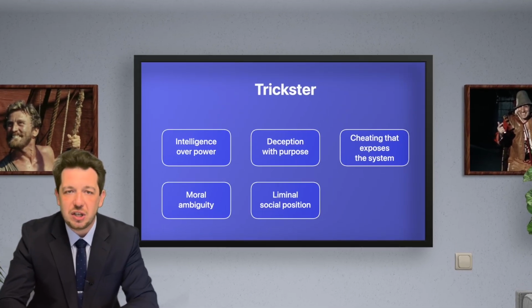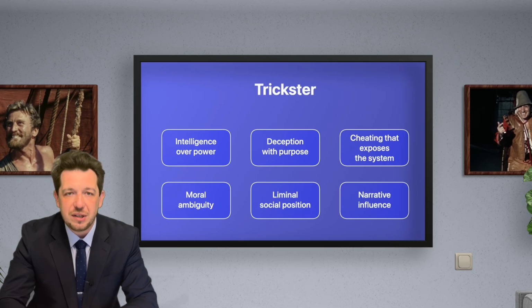Liminal social position. Tricksters live between categories: high and low, child and adult, insider and outsider, human and divine. This position allows them to break rules without being crushed by them. Narrative influence. A true trickster reshapes the direction of the plot, often influencing outcomes far beyond their apparent power. If removing the character doesn't change the story much, they are not a trickster.